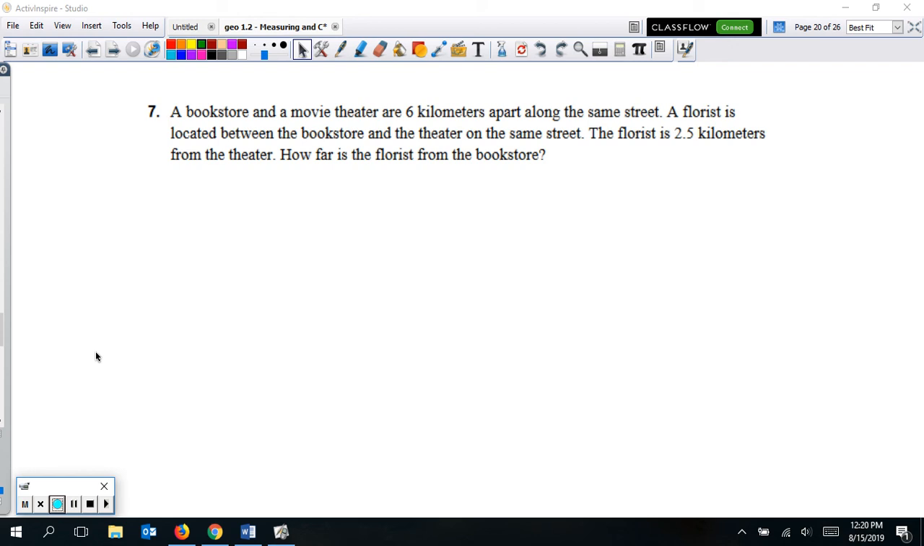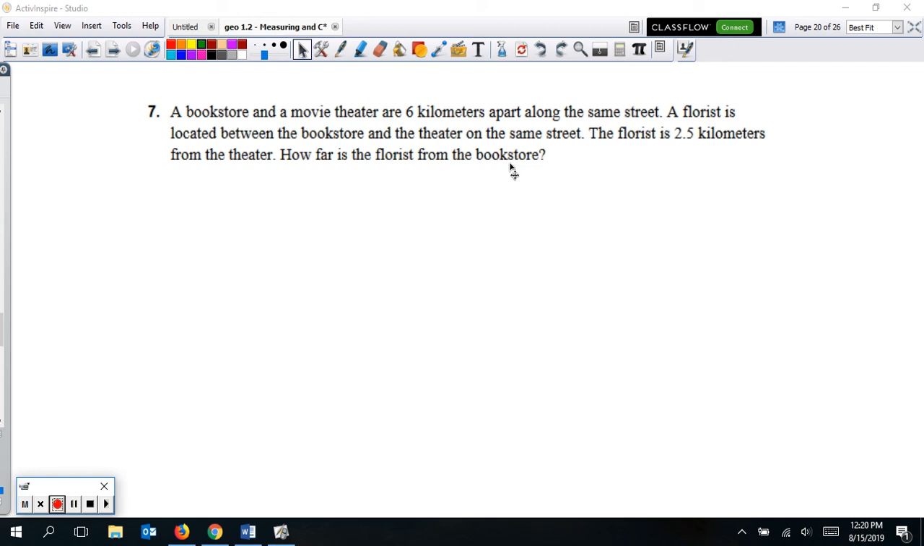It says a bookstore and a movie theater are 6 kilometers apart along the same street, so that would mean they're on the same line. A florist is located between the bookstore and the theater on the same street. So again, it means they're all collinear. They're on the same line. The florist is 2.5 kilometers from the theater. How far is the florist from the bookstore?